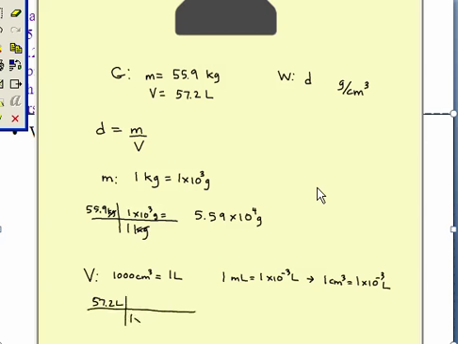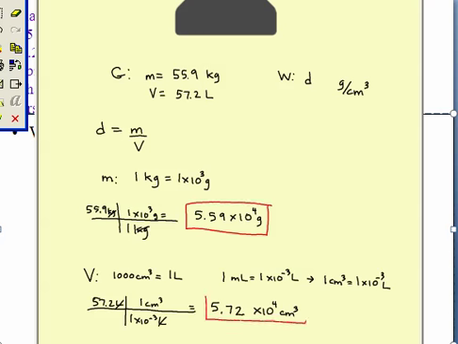I want to cancel out liter, so 1 times 10 to the minus 3 goes on the bottom, centimeter cubed goes on the top, and when I express my answer in correct sig figs and in scientific notation, it's 5.72 times 10 to the fourth centimeter cubed. So now I have the mass that I want in my correct units, and I have the volume that I want in the correct units.